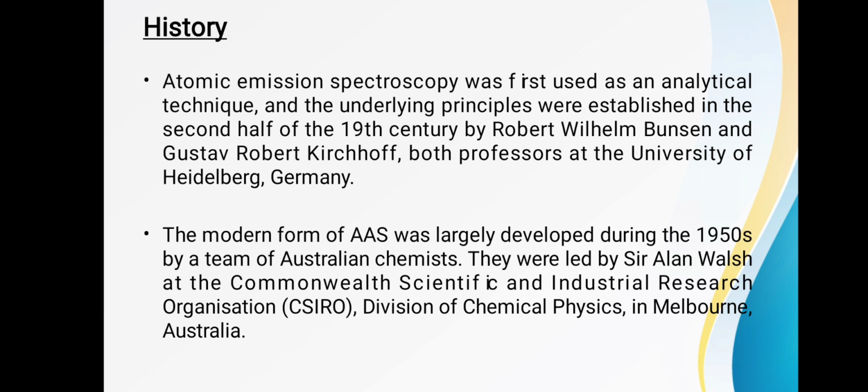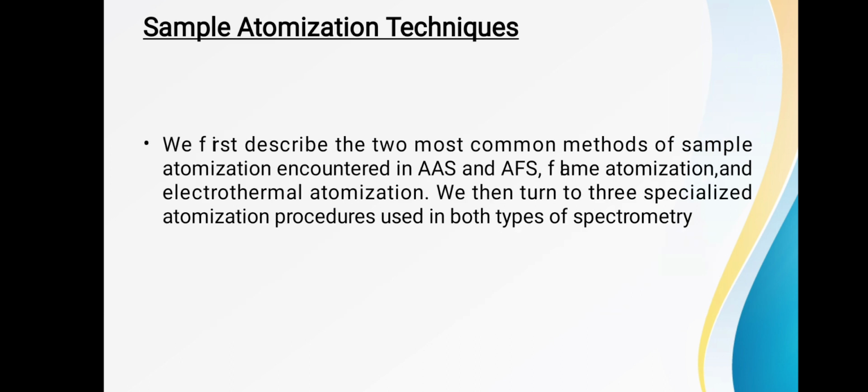History. Atomic emission spectroscopy was first used as an analytical technique, and the underlying principles were established in the second half of the 19th century by Robert Wilhelm Bunsen and Gustav Robert Kirchhoff, both professors at the University of Heidelberg, Germany. The modern form of atomic absorption spectroscopy was largely developed during the 1950s by a team of Australian chemists. They were led by Sir Alan Walsh at the Commonwealth Scientific and Industrial Research Organisation, Division of Chemical Physics in Melbourne, Australia.